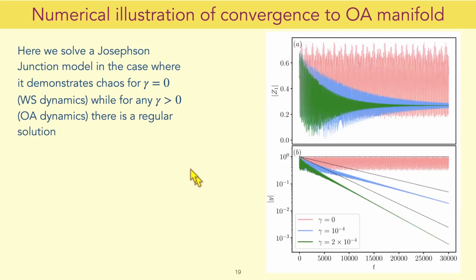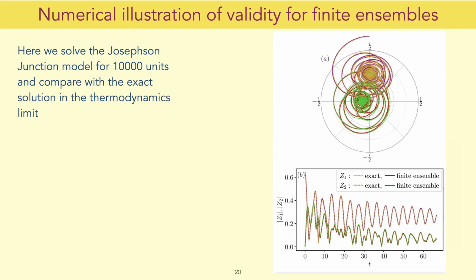As a numerical illustration, we did it for some system of Josephson junctions because they have more non-trivial dynamics than just the Kuramoto system. This is an illustration of how you converge to the Antonsen manifold. This is how the variable y decreases in the case where gamma is non-zero, but it doesn't decrease if gamma is 0. A decrease of this variable means an exponential decrease, that you exponentially approach the Antonsen manifold.